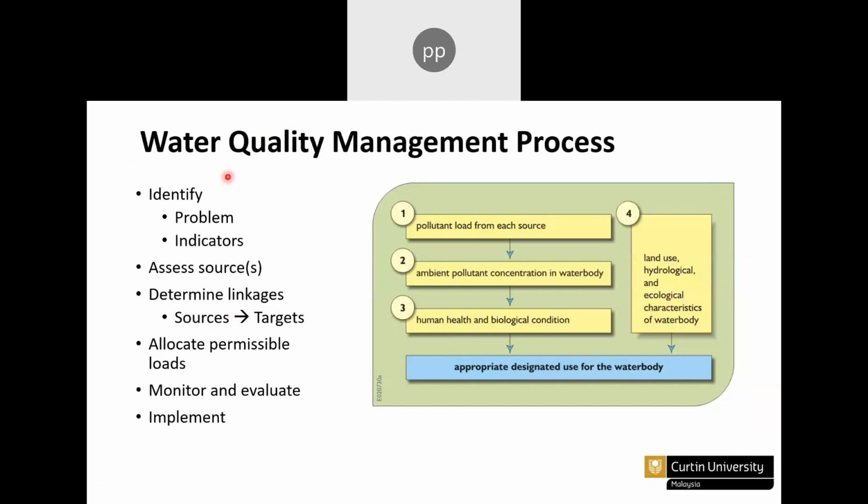What are the steps for the management? The first one, you need to identify the problem. As I mentioned, for the past few slides I'm stressing the agriculture impact. So if you really want to discuss the agriculture impact, then you need to identify what the exact issues of that particular agriculture water quality are.